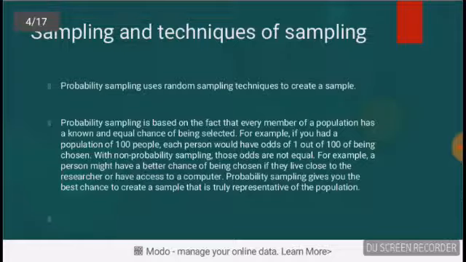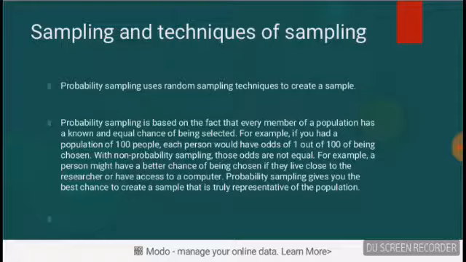Probability sampling uses random sampling techniques to create a sample. Probability sampling is based on the fact that every member of a population has a known and equal chance of being selected. For example, if you had a population of 100 people, each person would have odds of 1 out of 100 of being chosen.